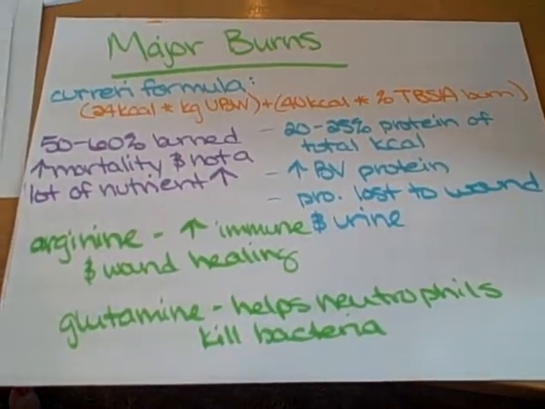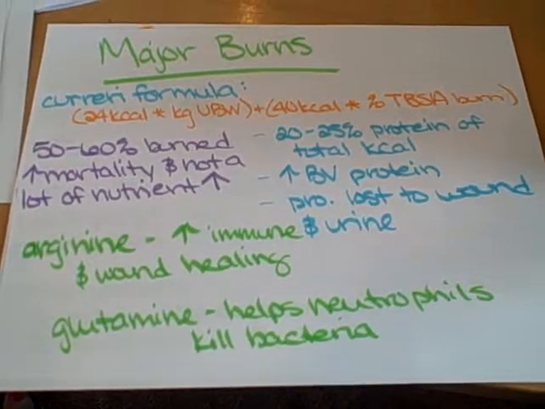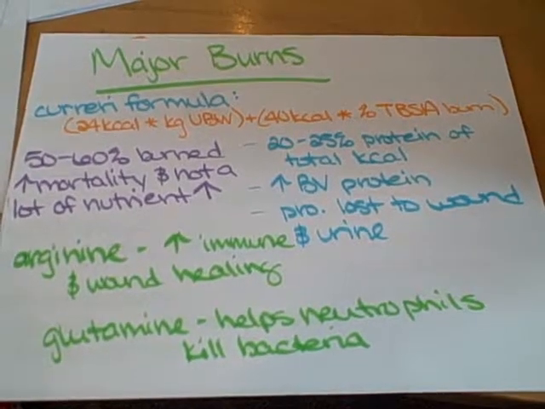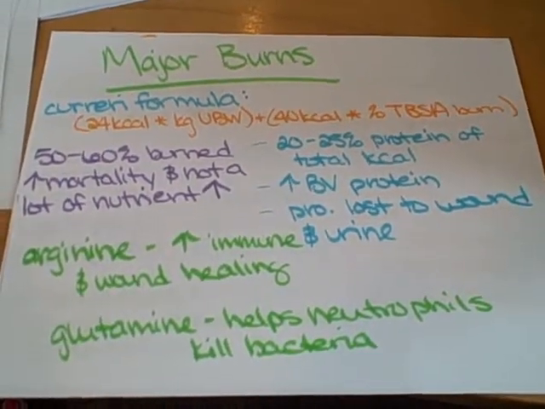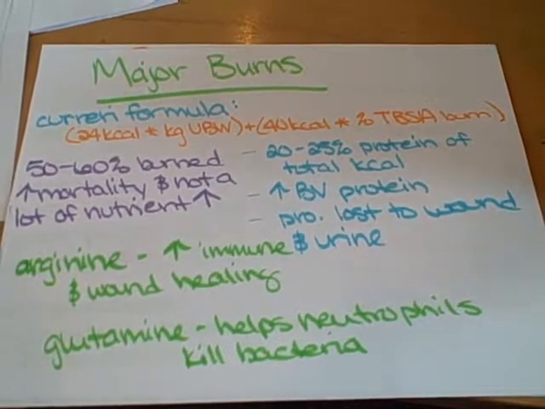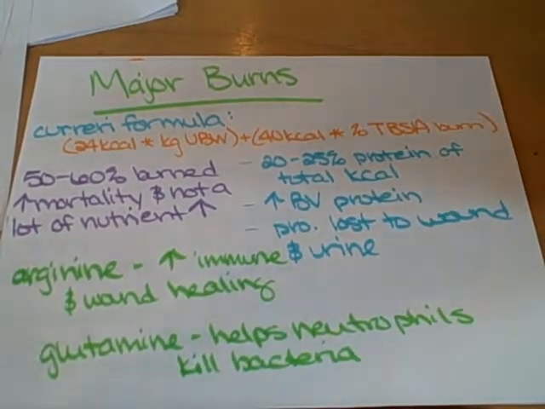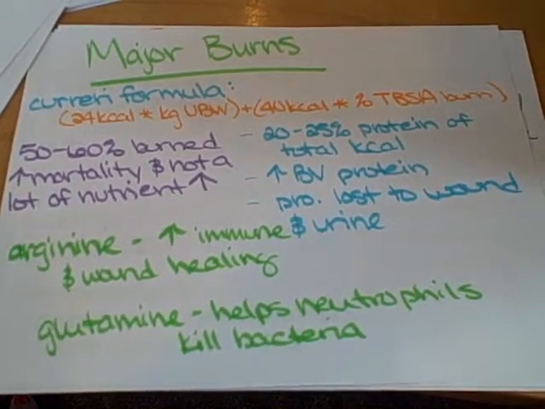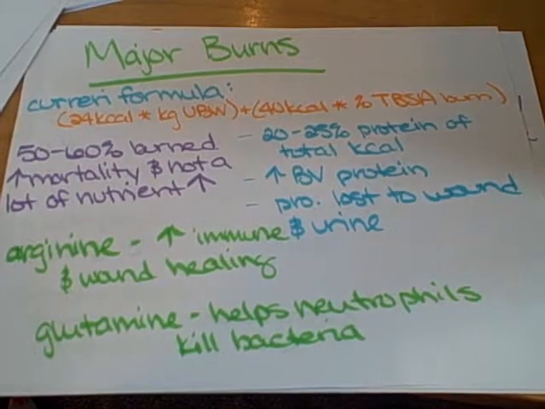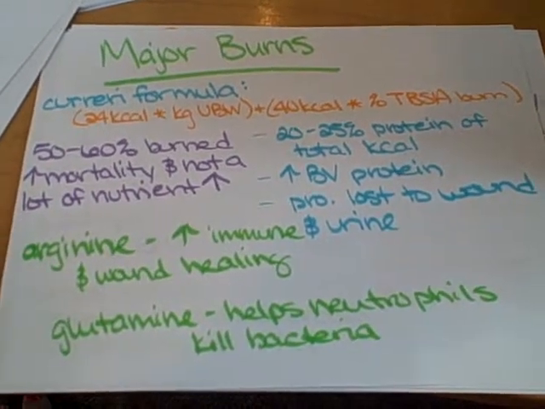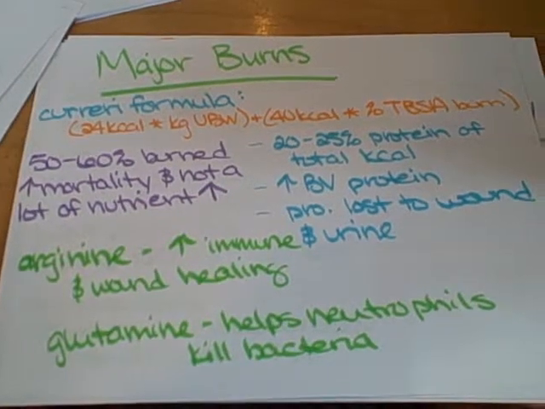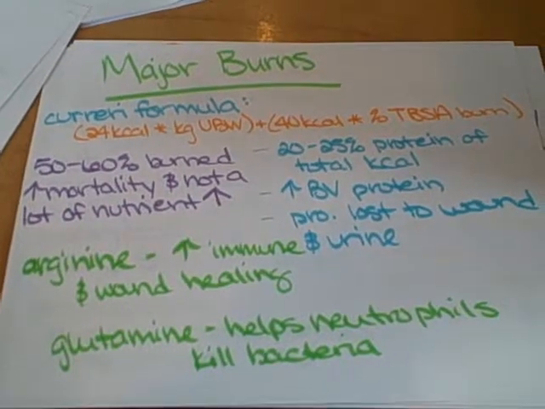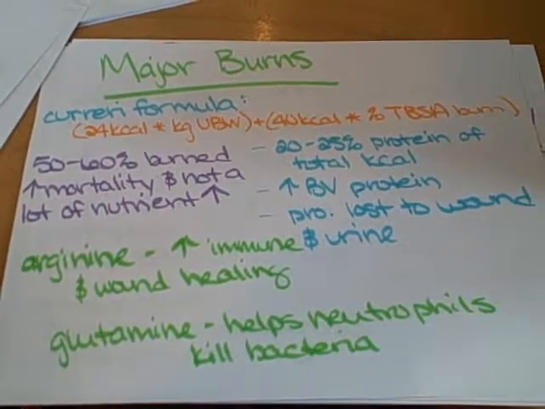Major burns. The formula that we are going to use is 24 kcals times kilograms of usual body weight. You're going to want to add that to 40 kcals times the TBSA, which is the total body surface area that was burned. And that will give you the formula for caloric needs for burn patients. When you have patients that have 50 to 60% of their body burned, there's a great increase in mortality, but there's not a lot of increase in nutrient needs.